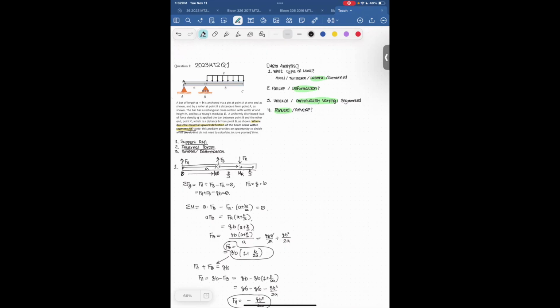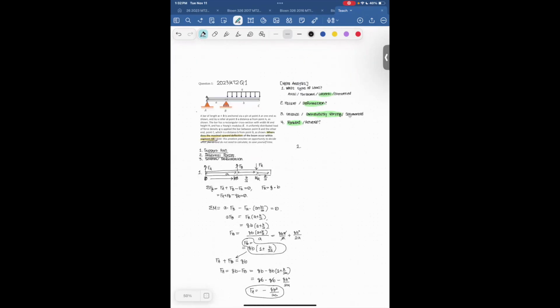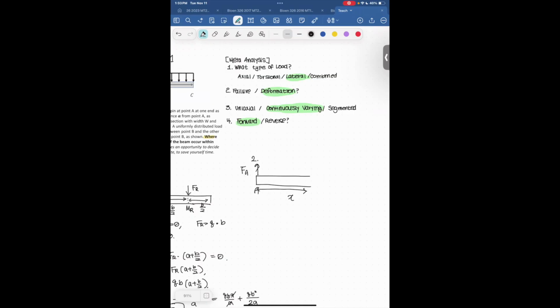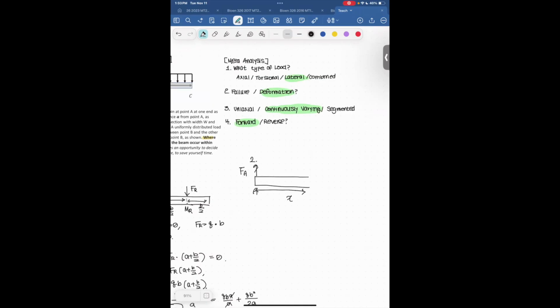So let's cut at X in between section AB and let's solve for the equation. And here is X and we're going to cut it here. And don't forget that there is support reaction FA. And then we can solve for Vx, but it's really not necessary here. So we're only going to solve for Mx because it's only asking us about deflection. We only need Mx, right?